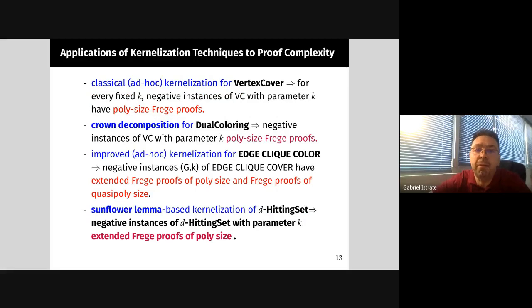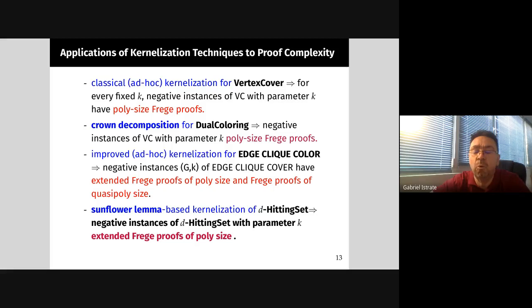And now the paper has more applications of kernelization techniques to prove complexity results, and it's done for a variety of problems such as vertex cover and dual coloring, which is a different parameterization of coloring.